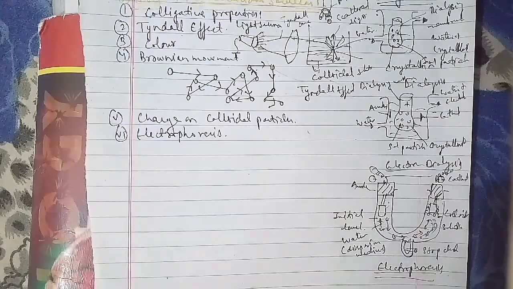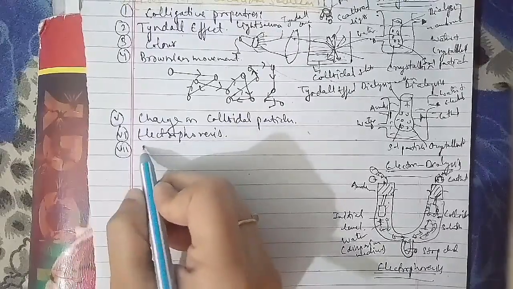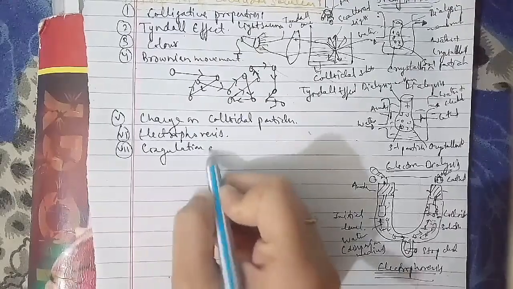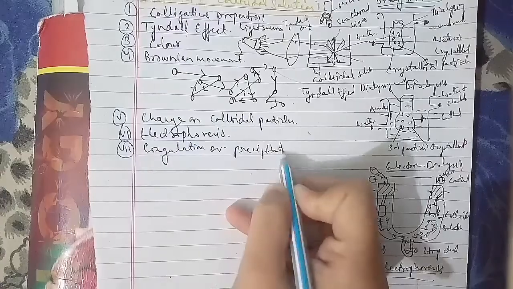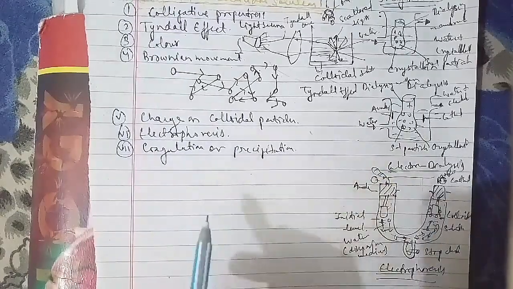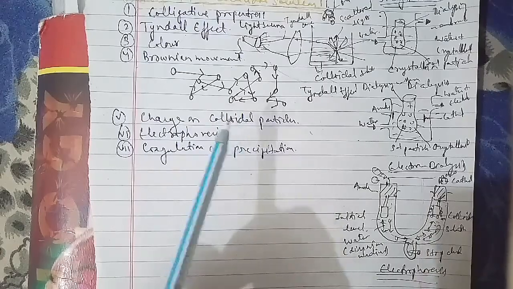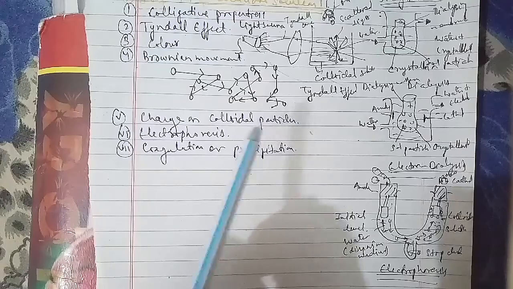Coagulation or precipitation. In coagulation and precipitation, the stability of the lyophobic sols is due to the presence of charge on the colloidal particles, and if somehow the charge is removed, the particles will come nearer to each other, form an aggregate or coagulate, and settle down under the force of gravity as well.